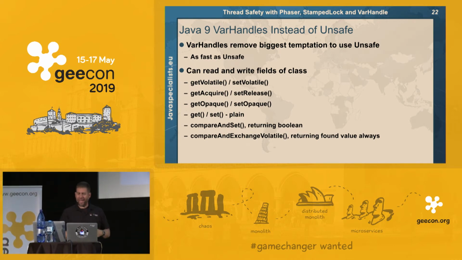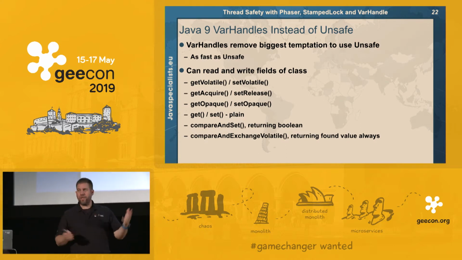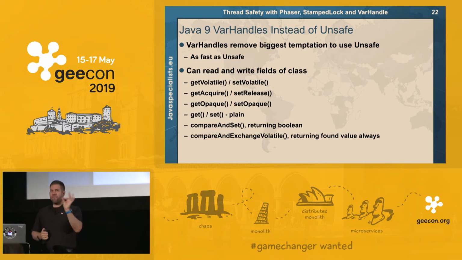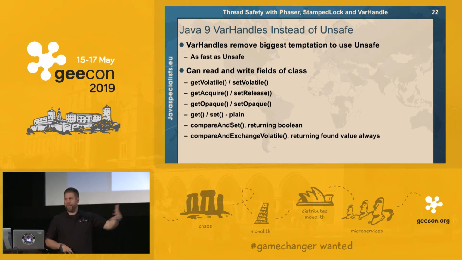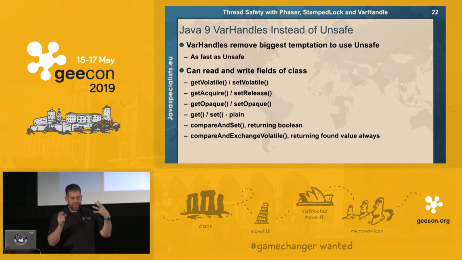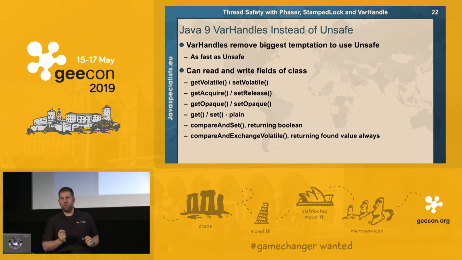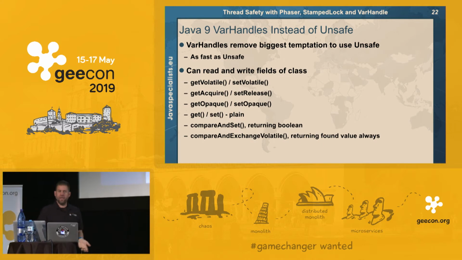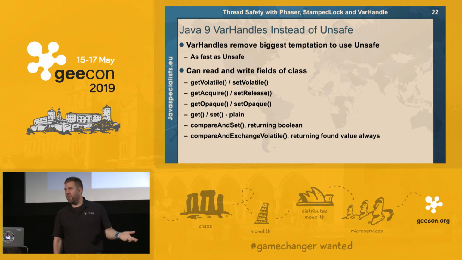And then set opaque, get opaque is a new level that we didn't have prior to Java 9. What this does is it guarantees only a very few things. It guarantees that your writing is going to be atomic. So if I write a 64-bit value, it's going to be written as a single operation. It's not going to be written as two halves of 64 values. So that's important. It also tells you that whatever you write is going to be visible at some point in the future.